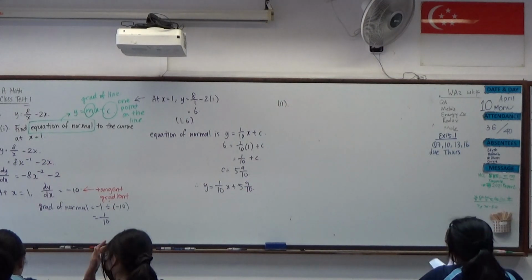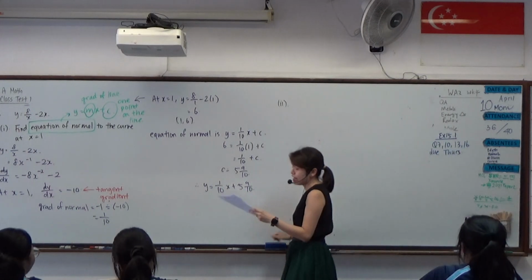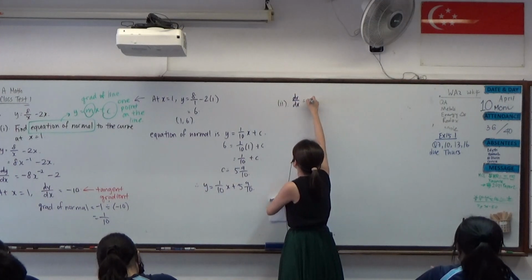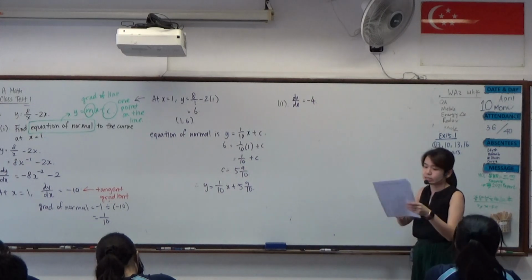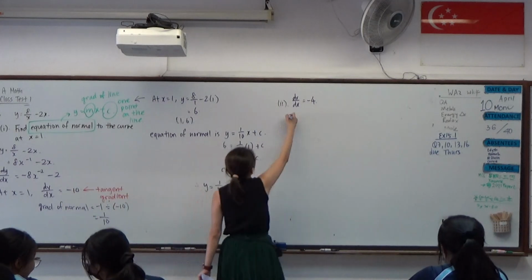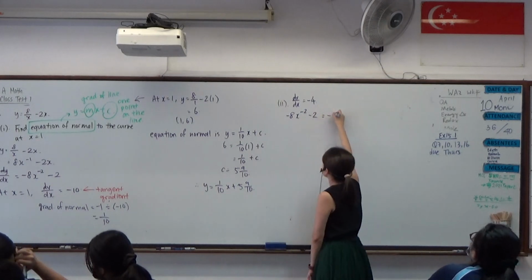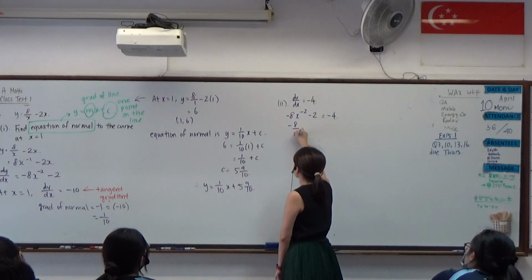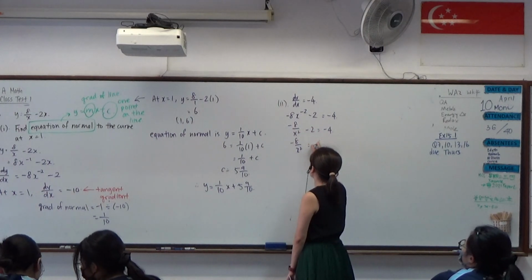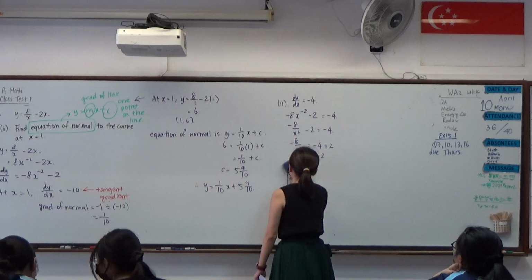Then in part 2, to find the coordinates of the points on the curve at which the tangent has gradient equals to negative 4. That means we're looking at dy over dx equals to negative 4. In other words, our dy over dx, negative 8 x to the power negative 2 minus 2, equals to negative 4. Or you can think about it in this manner. And then we solve to find out what is x.